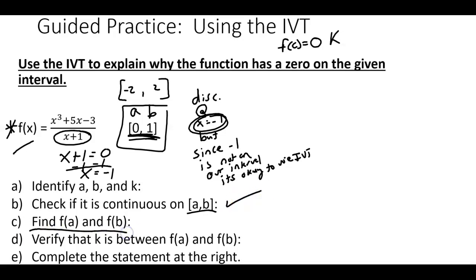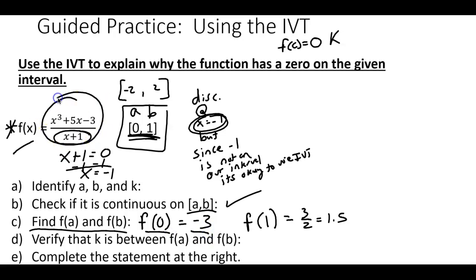All right, next step. Go ahead and pause the video here and see if you guys can find f of a and f of b. All right, so here's what I get. F of a, which basically means f of 0, is -3, because if you plug 0 into this function up here, you would end up with -3 over 1, which is -3. And then f of b, which is f of 1, means I plug 1 into that function, and by plugging in 1, I end up with 3 over 2, which is 1.5.